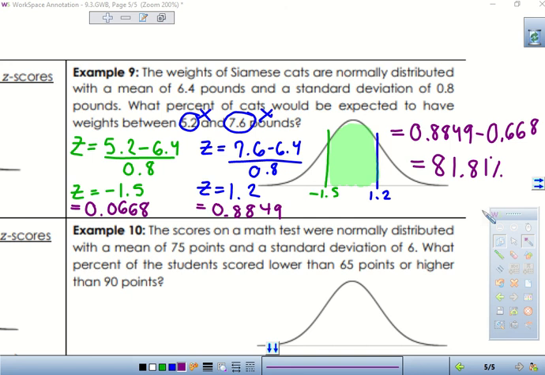So does anybody have any questions about that one? Everybody understand the order of subtraction here? Because subtraction is not a commutative property, so you have to be careful with it.